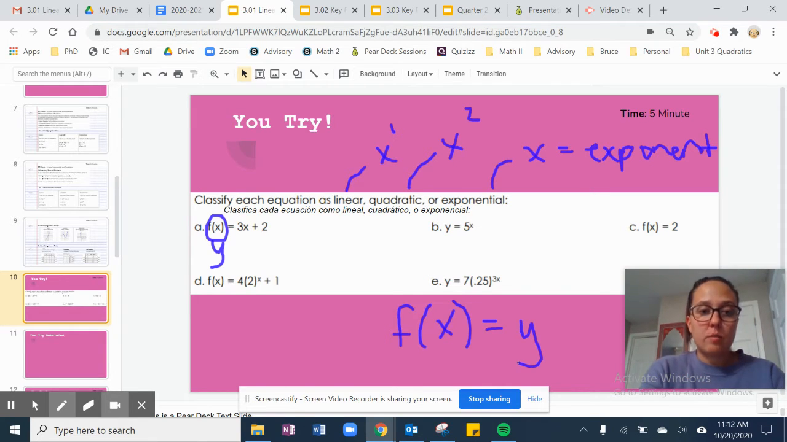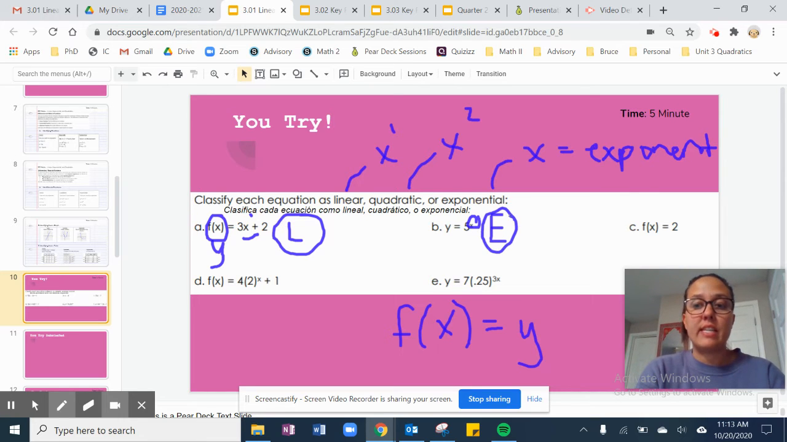So 3x plus 2. Well, the x is not in the exponent, and it doesn't have an exponent of 2. It has an exponent of 1, right? There's like a little imaginary 1 there. So that means this is linear. For B, we notice that x is in the exponent, so this is exponential, right? If it's in the exponent, it's exponential.